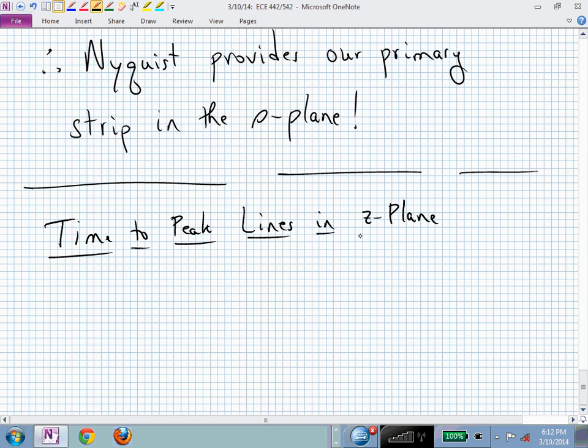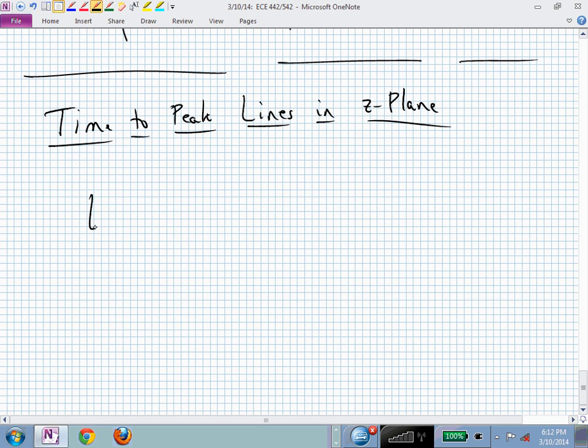What's our formula for time to peak? And it's not that involved. Do you remember what it was? Pi over omega d, where omega sub d is our vertical distance in the S-plane of our dominant poles. Time to peak is now pi over omega sub d.